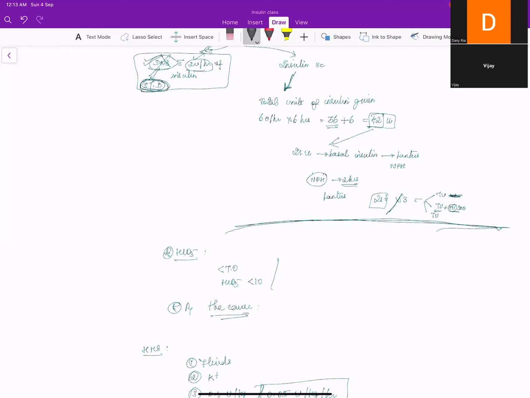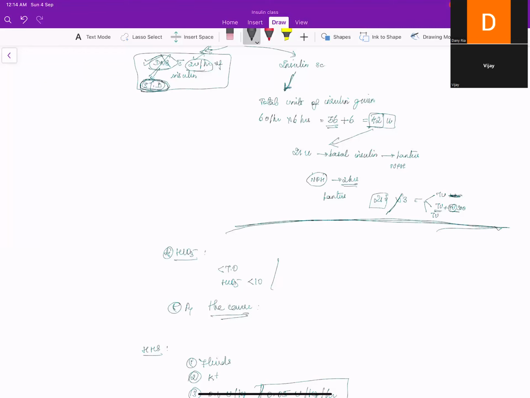If pH is less than 7 or bicarb less than 10, we can give soda bicarb. We also learned that usually on the second or third day, we can change the NS fluid to half NS, because we have already loaded them with so much sodium. So sodium will start rising on the second day of DKA, so you can change the fluid to half normal saline.